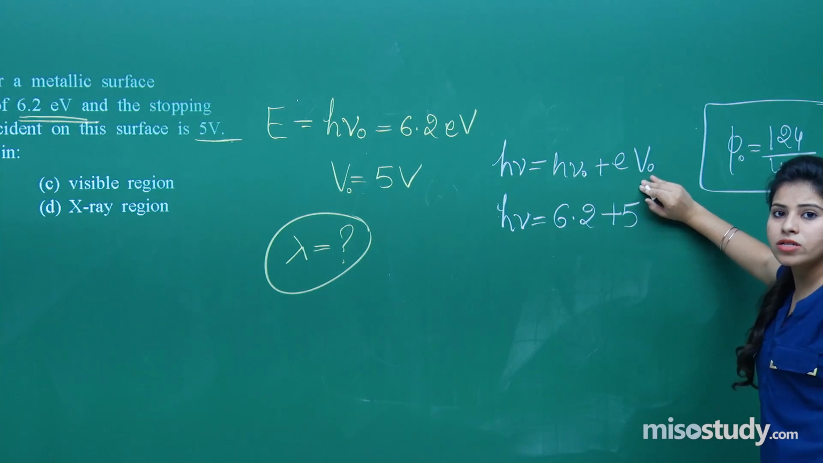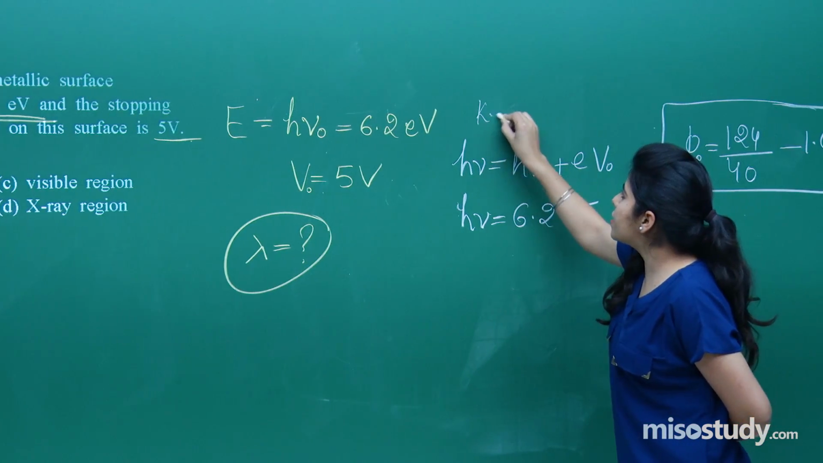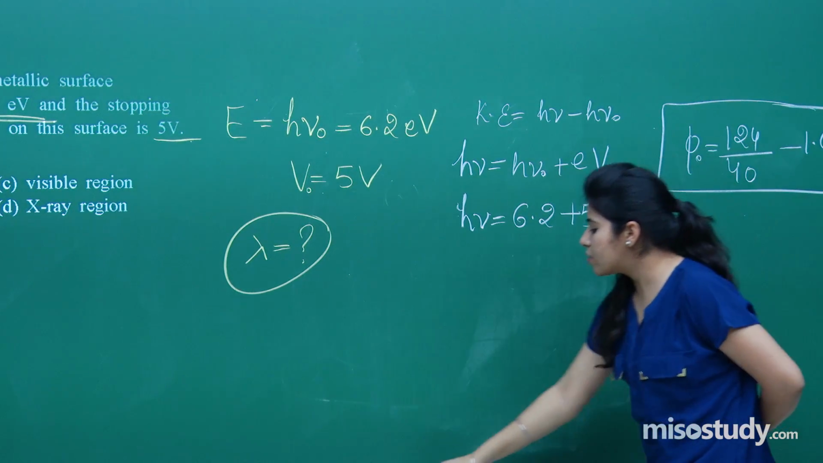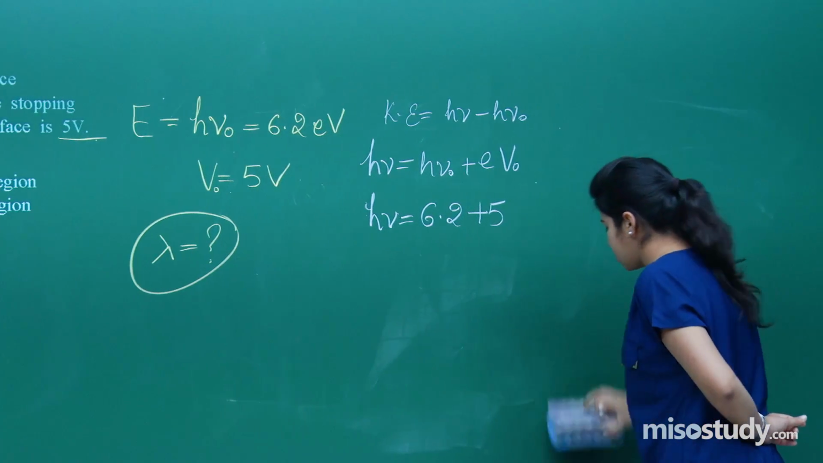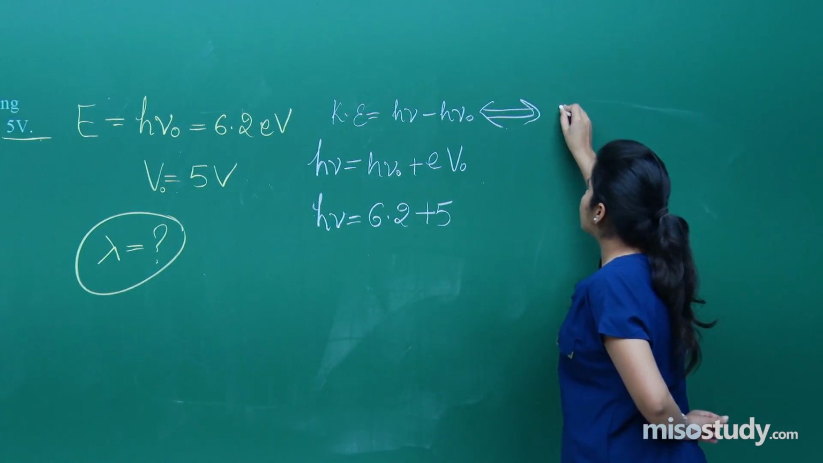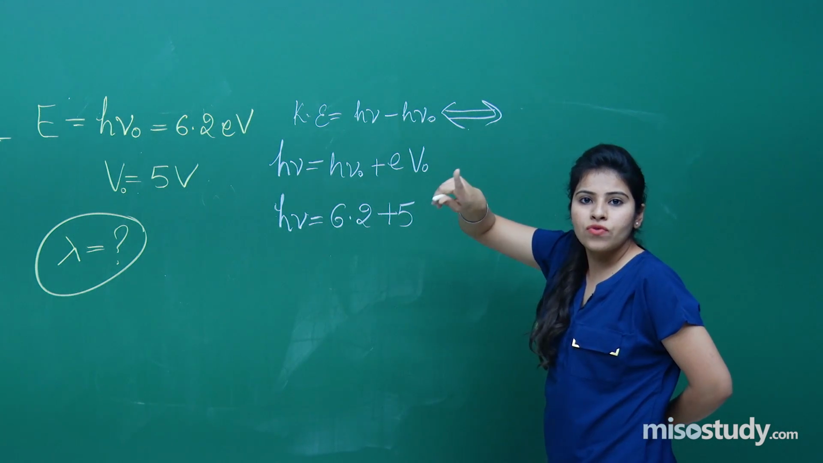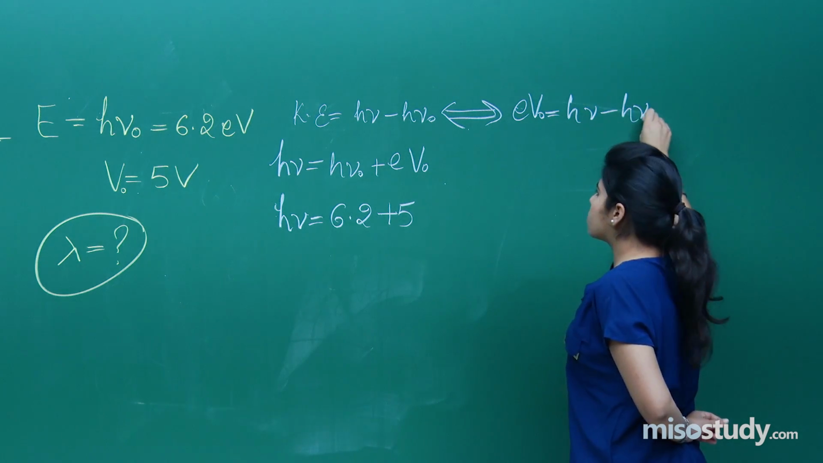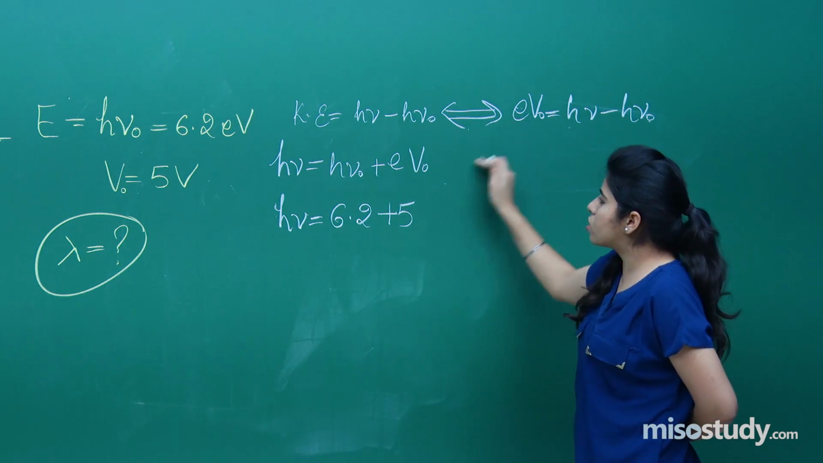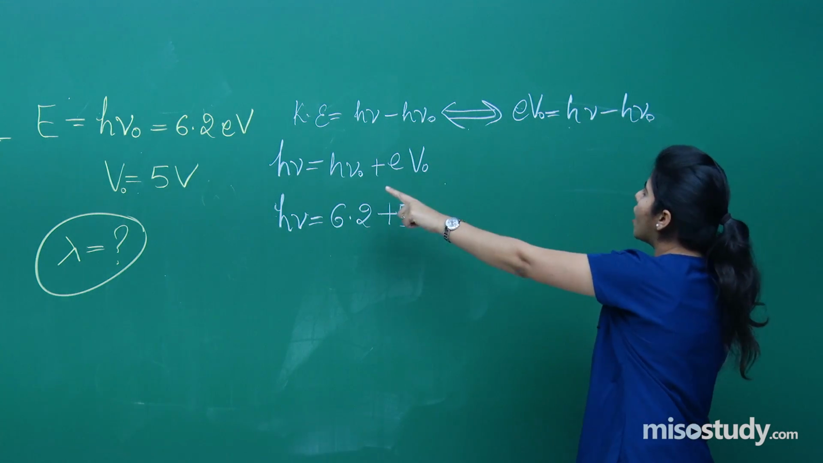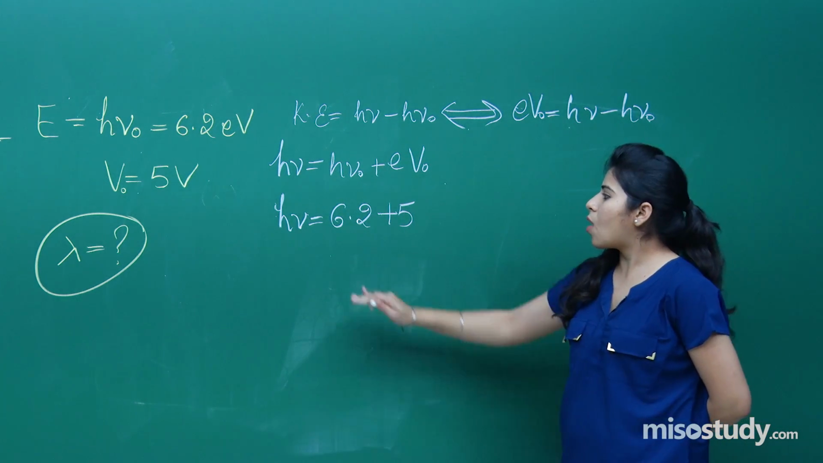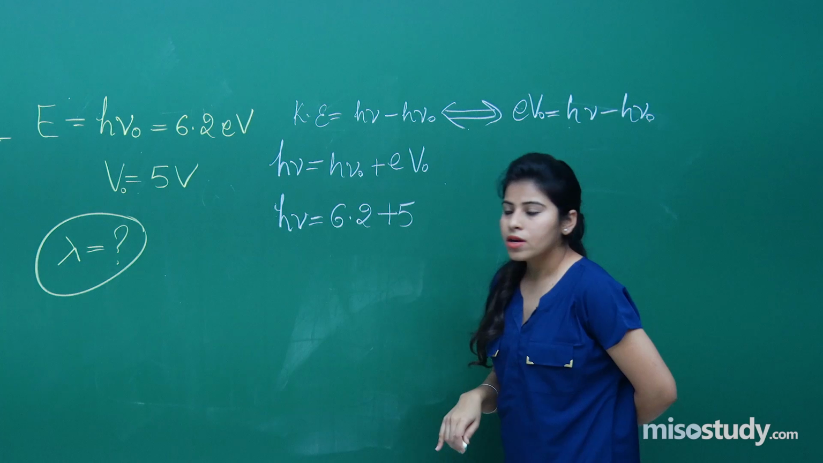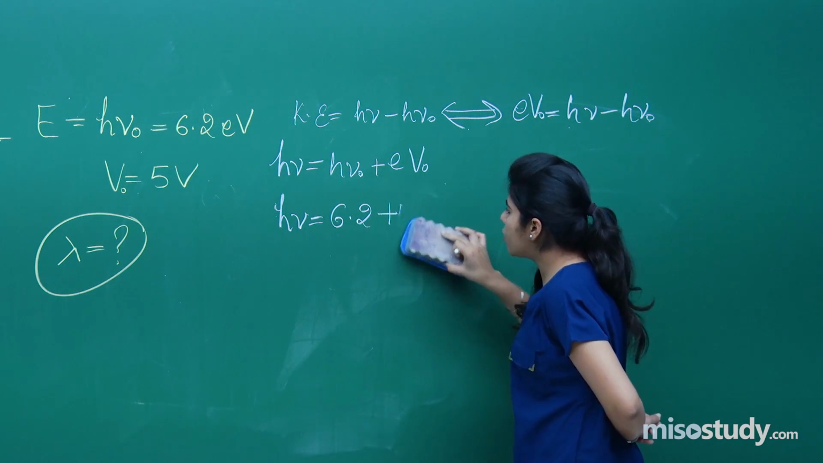I have just written that equation, that photoelectric equation, in another manner. Because e V naught is what? The kinetic energy. I had earlier written kinetic energy equals h nu minus h nu naught. So I have just written this equation in this form, that is h nu equals h nu naught plus e V naught. Now I know that h nu equals h nu naught, which is 6.2, plus e into V naught. Now, e into V naught, I should tell you one thing here.